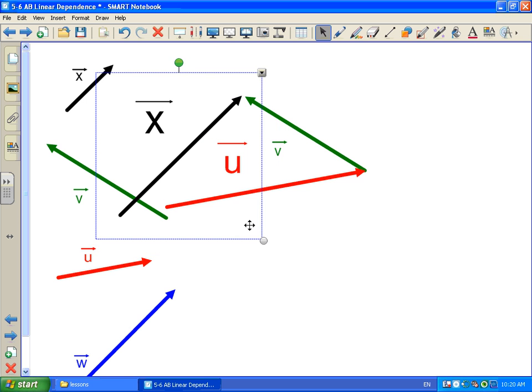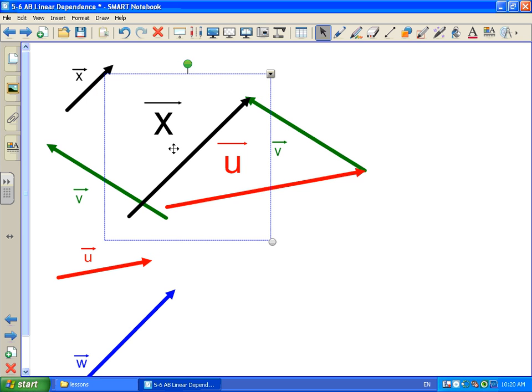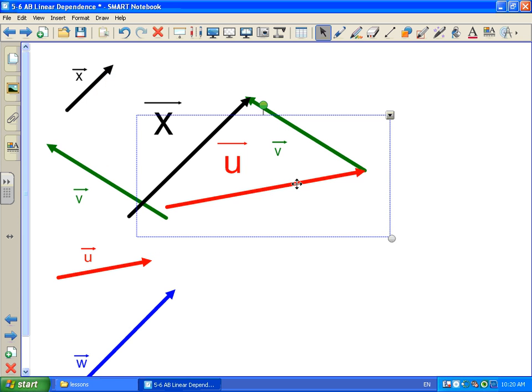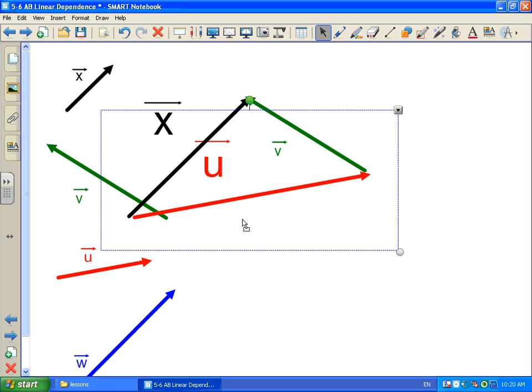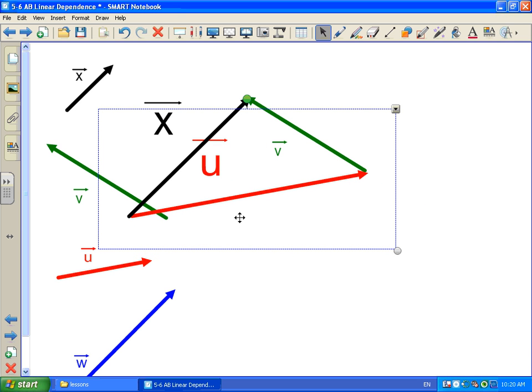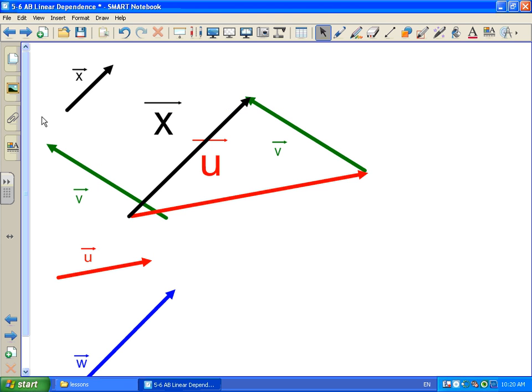I should be able to, if I get just the right scalars here, take this now scaled up version of u, add it to v, and get my scaled up version of x. Okay? And if I fiddled around with that, I could do that for any of these vectors that I was able to draw, as long as they were all in the same plane.